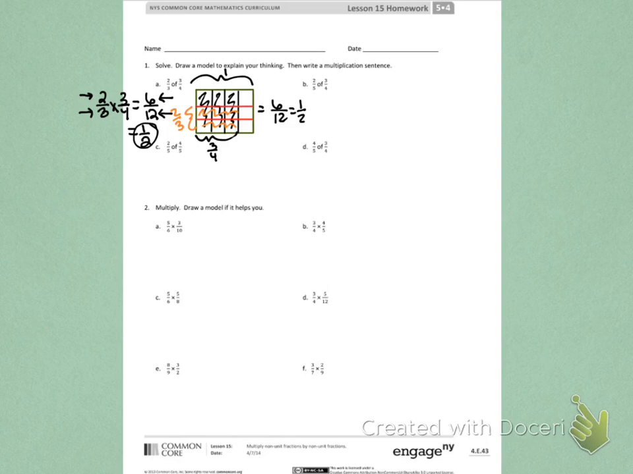It says multiply, draw a model if it helps you. If it helps you to draw a model, please feel free to do that. I'm going to try to do this one without a model. It says 5/6 times 3/10. Well, I just noticed that that's 5 times 3 divided by 6 times 10. So I'm going to work this out and see how it goes.